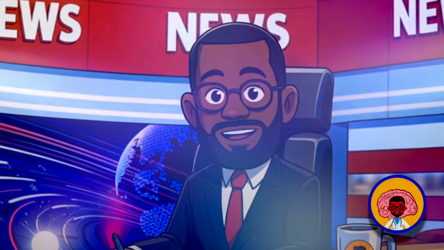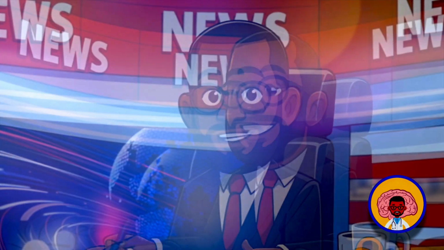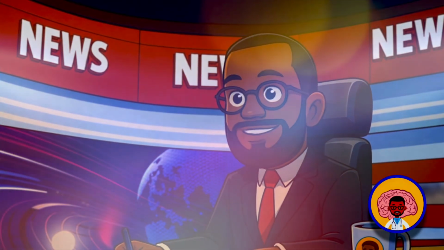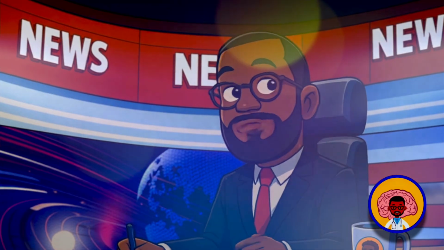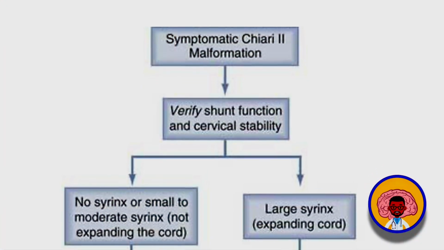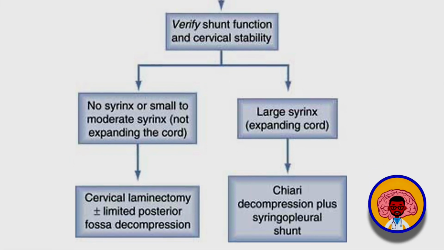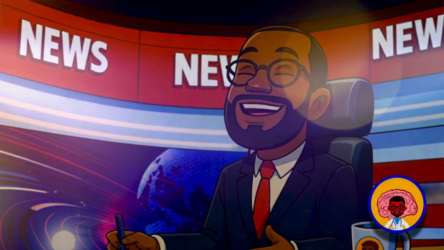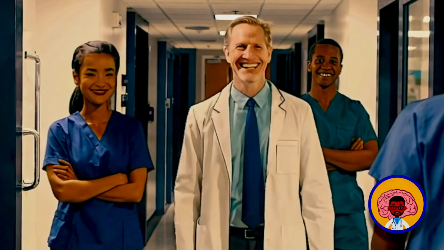Hydrocephalus is treated with a ventriculoperitoneal shunt, or in some centers, endoscopic third ventriculostomy with choroid plexus cauterization. If there is severe brainstem compression causing feeding or respiratory compromise, posterior fossa decompression may also be performed, though results are less predictable than in Chiari I. Multidisciplinary care is essential. Neurosurgeons, neonatologists, orthopedic surgeons, and rehabilitation specialists all play roles.